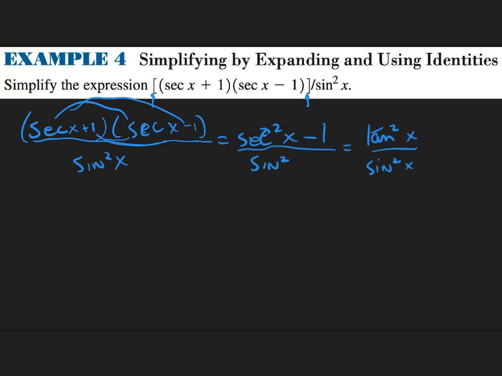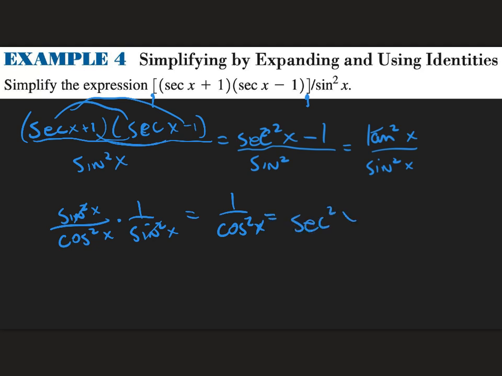And since the tangent squared is the sine squared over the cosine squared, times 1 over the sine squared, the sines cancel out. We're left with 1 over the cosine squared. And 1 over the cosine is the secant. So we got the secant squared of x.